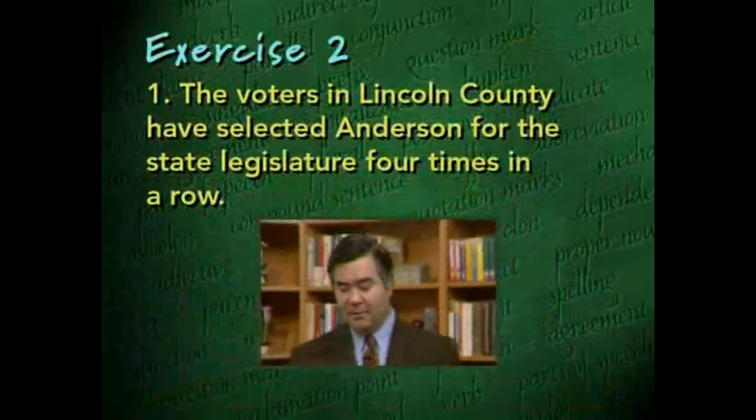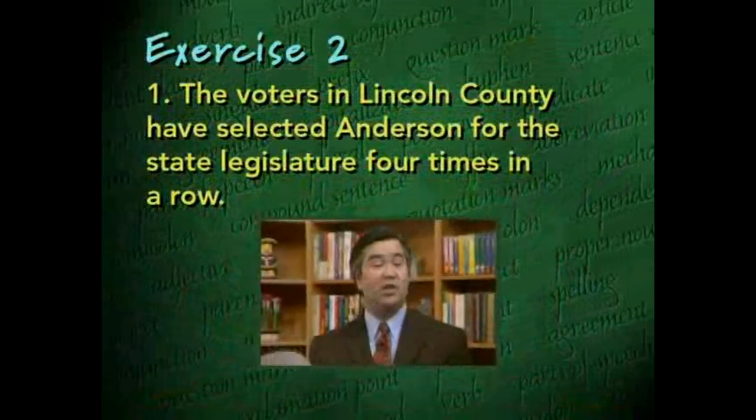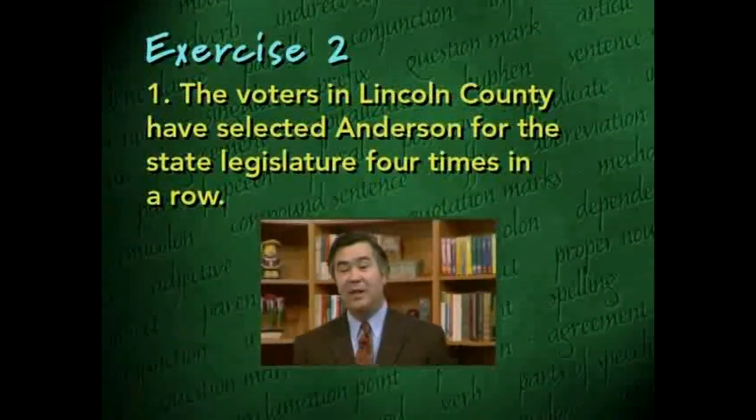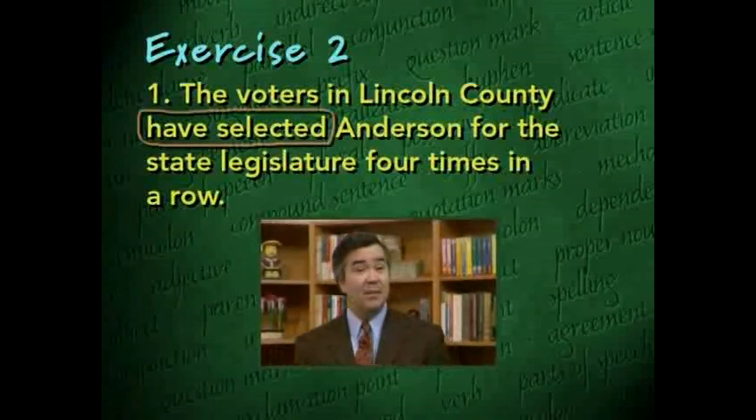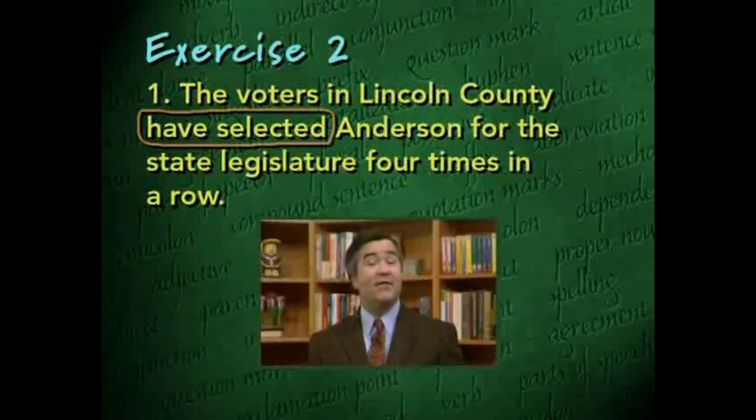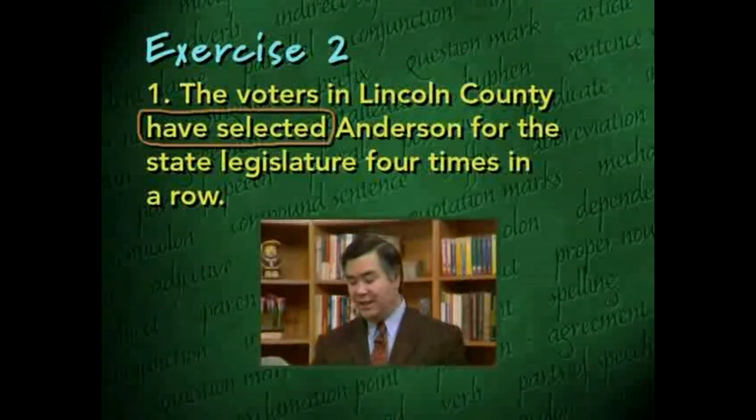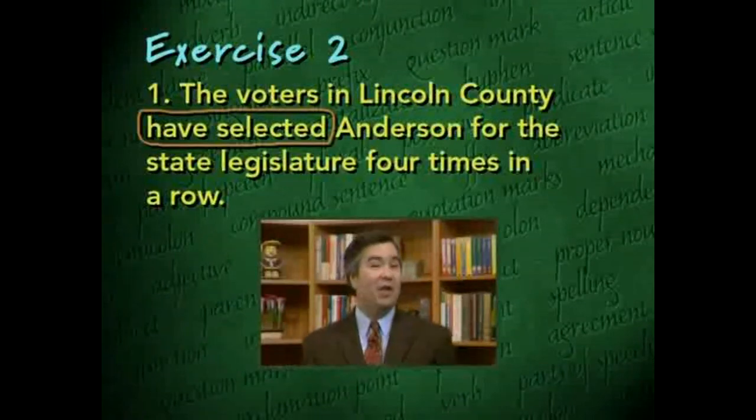Let's begin. The voters in Lincoln County have selected Anderson for the state legislature 4 times in a row. Let's begin by finding the verb in this sentence. The verb is have selected. Remember that some verbs contain more than one word, in which case we refer to it as a verb phrase. In this sentence, have selected is the verb phrase, which gives the action to the sentence. What is the subject of the verb have selected? That is, who or what is doing the selecting?